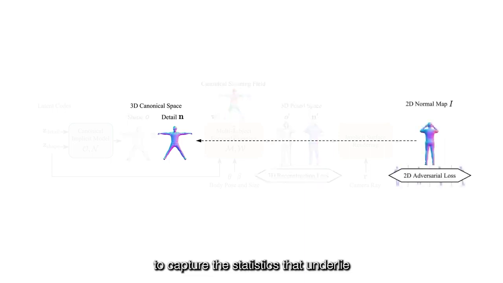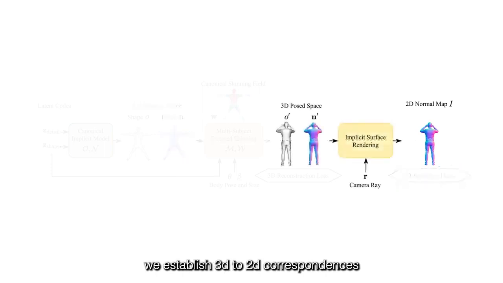To capture the statistics that underlie realistic clothing details, we propose an adversarial training scheme in which a 2D discriminator is applied to 2D normal maps. To backpropagate the adversarial loss to the 3D normal field, we establish 3D to 2D correspondences via an implicit surface renderer.